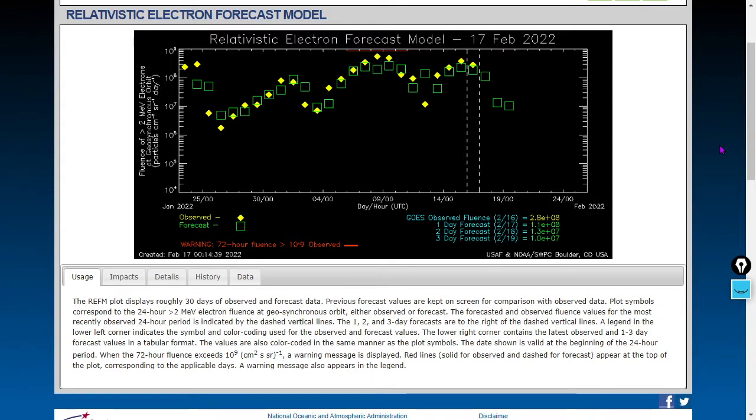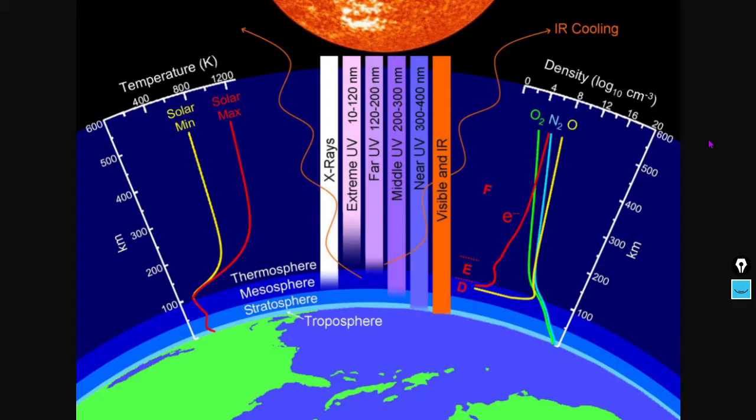Forecast model is for a big dip, and this will be associated with a coronal hole high-speed stream. A large reduction expected in the electron flux. Next, looking at the ionosphere layer, the F layer is located at about 300 kilometers of altitude. If you need to pause that frame, feel free. It's showing thermospheric temperatures and electromagnetic radiation penetration and molecular species.